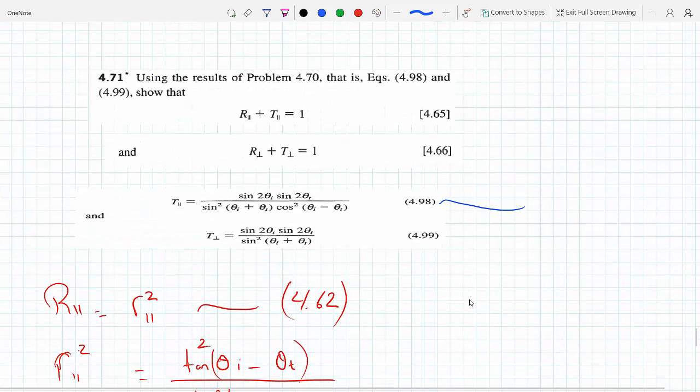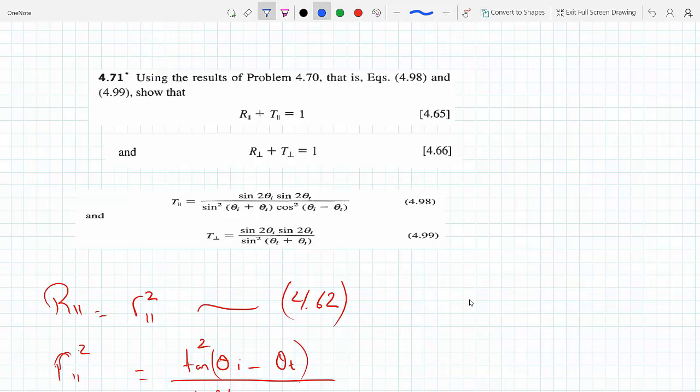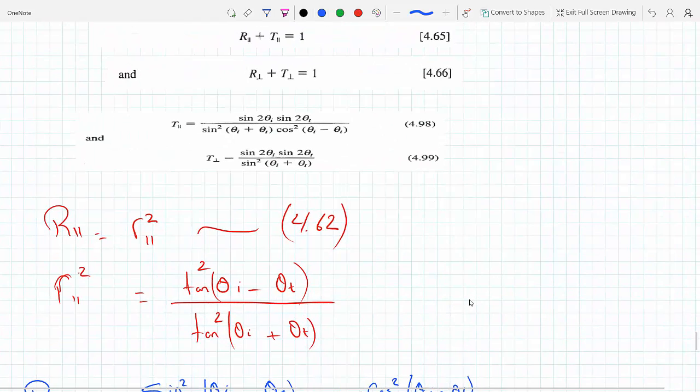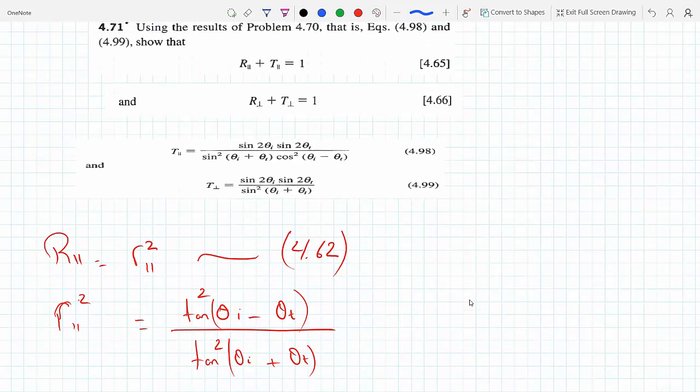Okay, so I started working out this problem where we have to use 498 and 499 to prove that reflectance plus transmittance equals 1 for both components. And I used equation 462 from the textbook, where it says the reflectance is equal to the amplitude of the reflection coefficient squared.